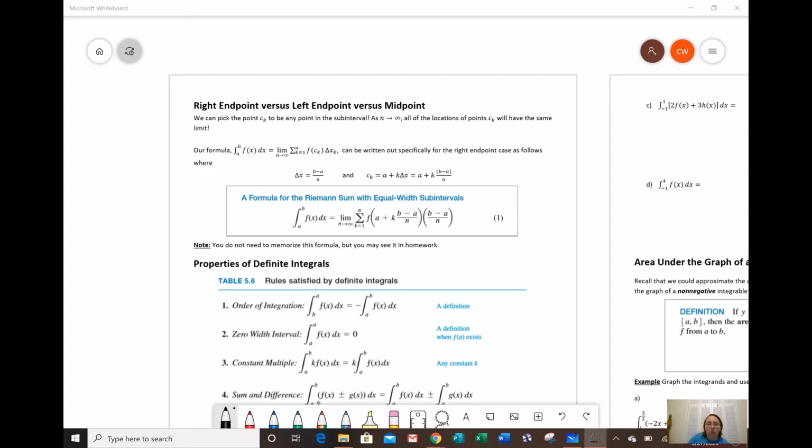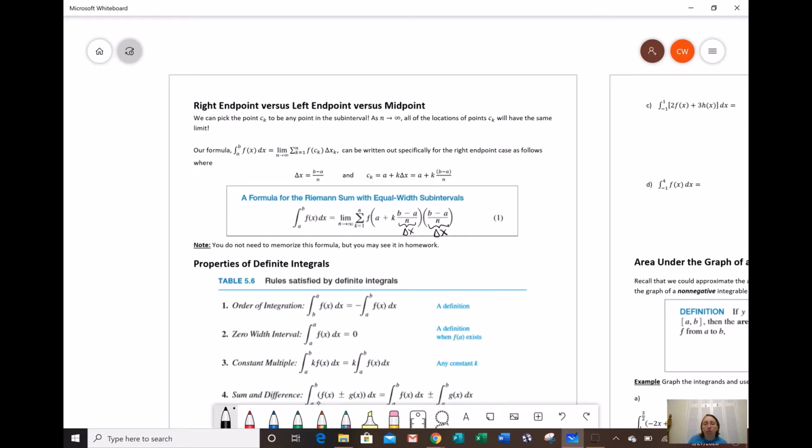This is actually what I showed you. So this right here is just your delta x. And this right here is just your delta x. So this is the formula I wrote out earlier. This is your ck, a plus k times your delta x. That's your ck. Times b minus a over n. That's your delta x. So we already talked about this formula earlier. You do not need to memorize this formula, but you may see it in homework.